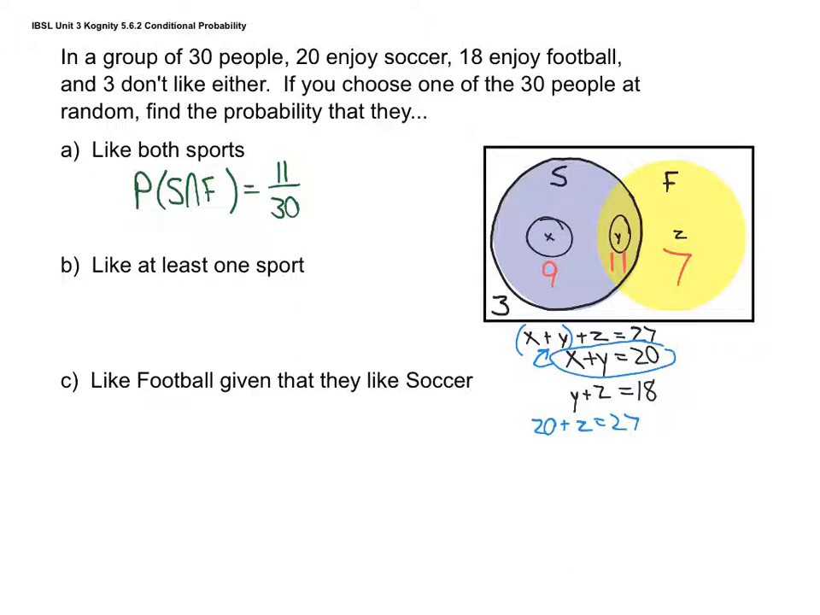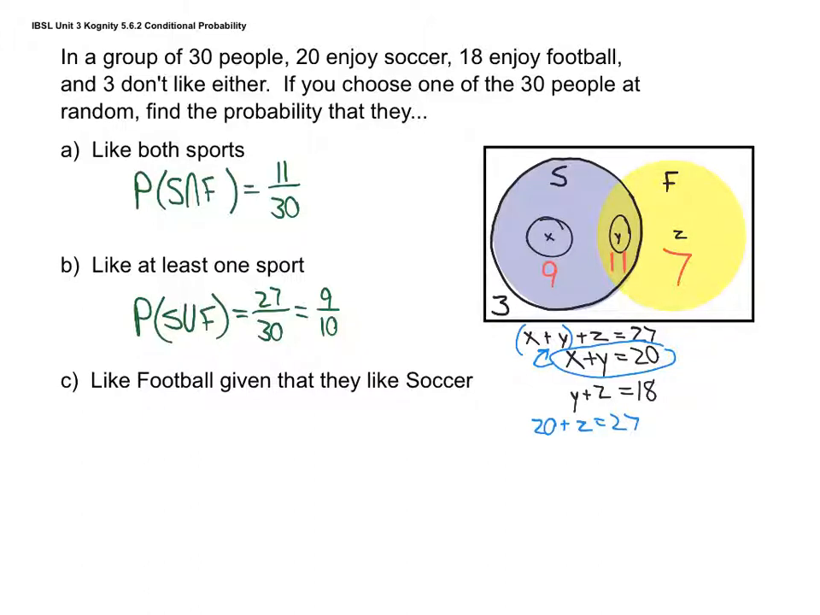What about at least one sport? What are we finding the probability of there? Either soccer or football, or both. Yeah, at least one, soccer or football or both. So what do we use for that? Yeah, the U for union, soccer or football. And what's our probability there then? Yeah, that's 27. There are 27 total people out of the 30. If you can reduce the fraction, you should reduce the fraction. That's 9 out of 10. So 90% of these people like at least one of the sports.